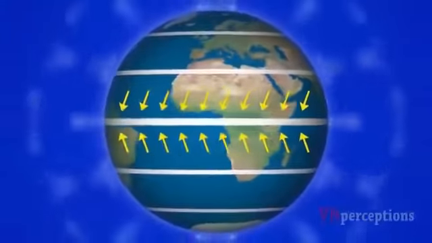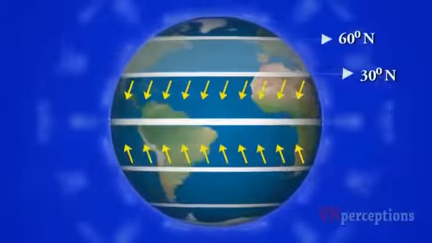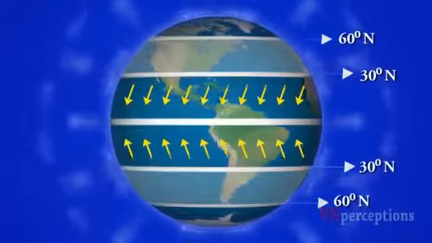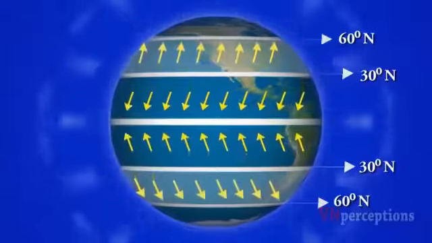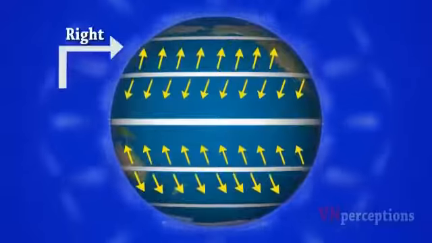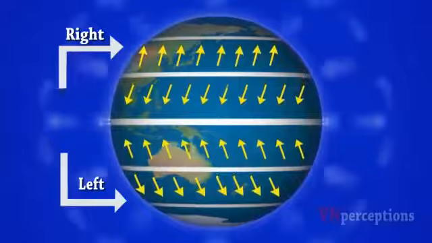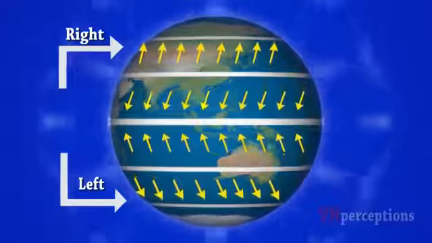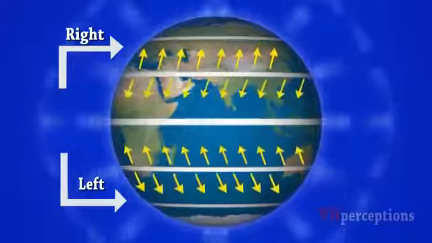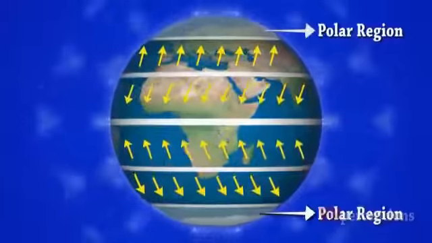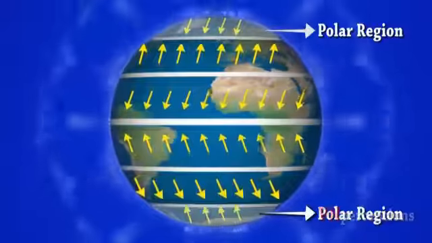In the same way, in between 30 and 60 degree north and south, the wind bends towards right and left in the northern and southern hemispheres respectively. Even at the polar region, the same phenomena can be seen.